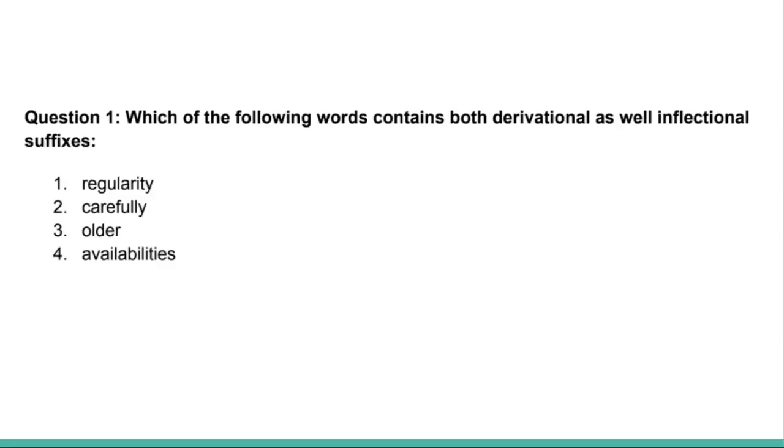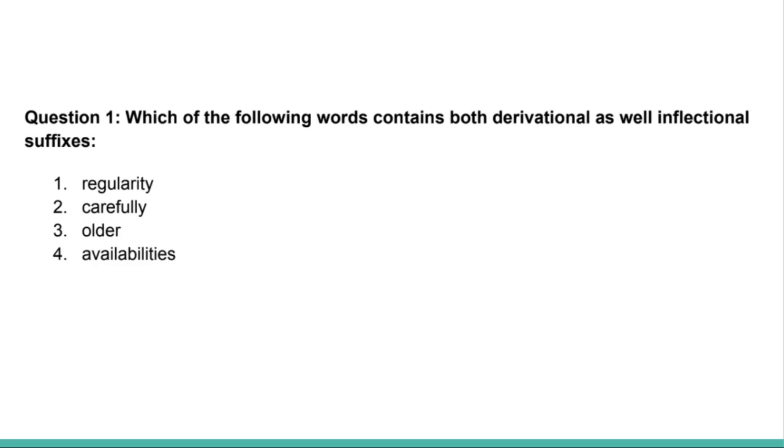The first question is: which of the following words contains both derivational as well as inflectional suffixes? Regularity, carefully, older, availabilities. In order to identify derivational and inflectional suffixes, we first need to understand derivational and inflectional morphology.